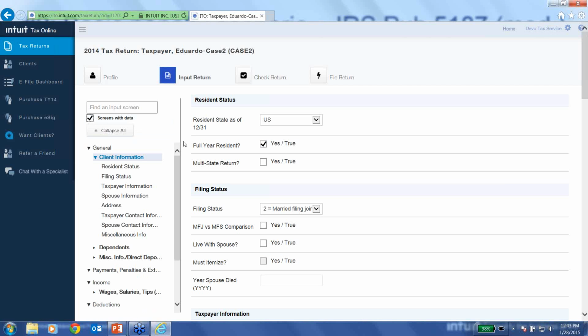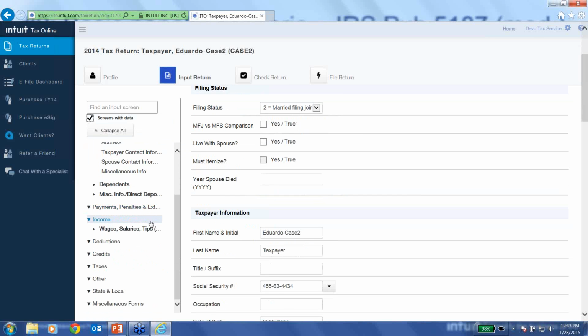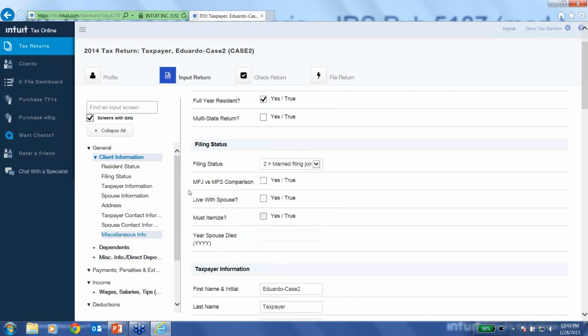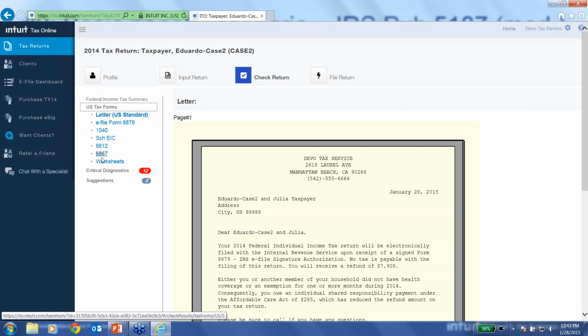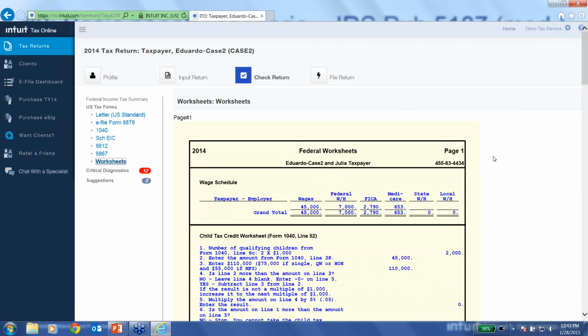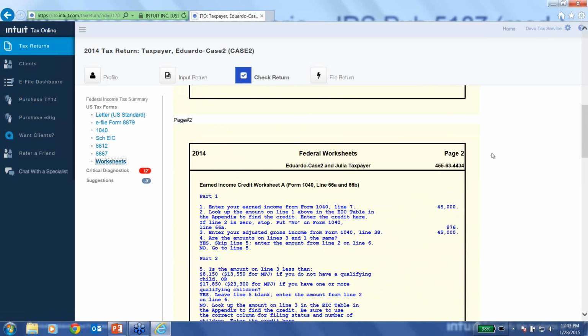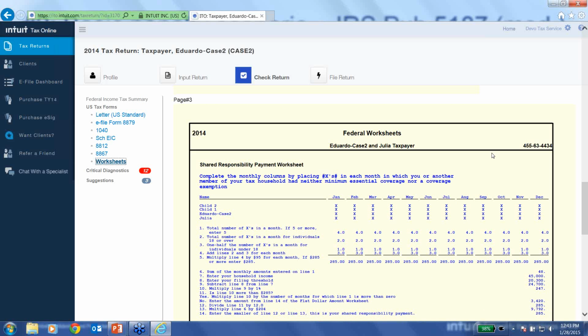As far as inputs go, we don't have any coverage and we don't have any exemptions, so there are no ACA entries to speak of, but the computation is automated for us. We're going to go back to worksheets. Here we go, family of 4.